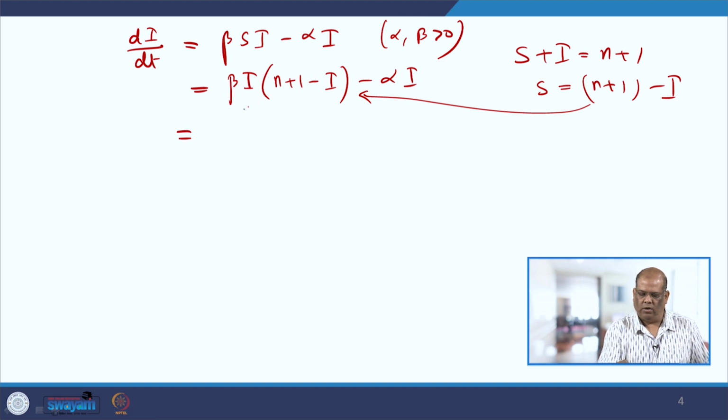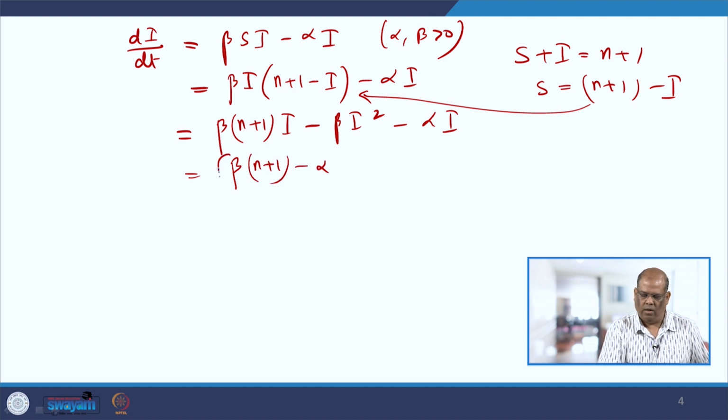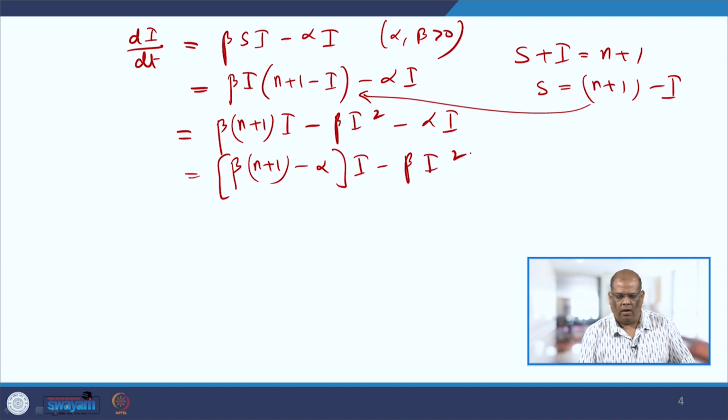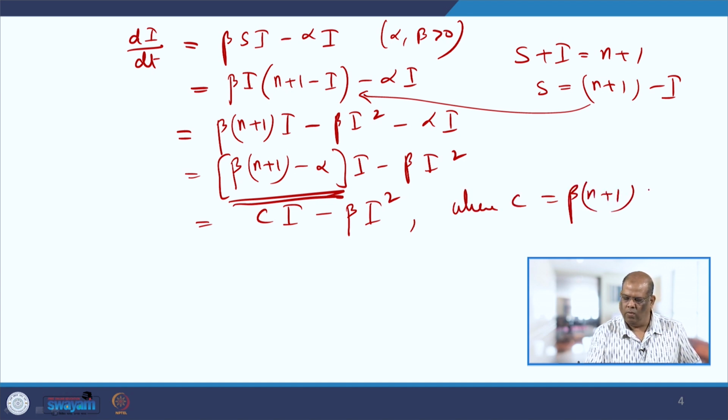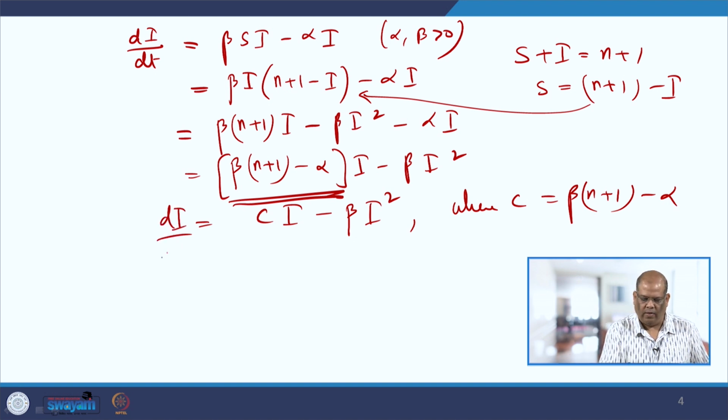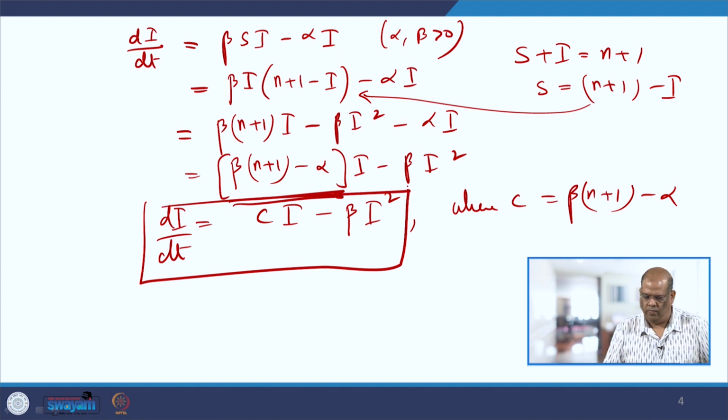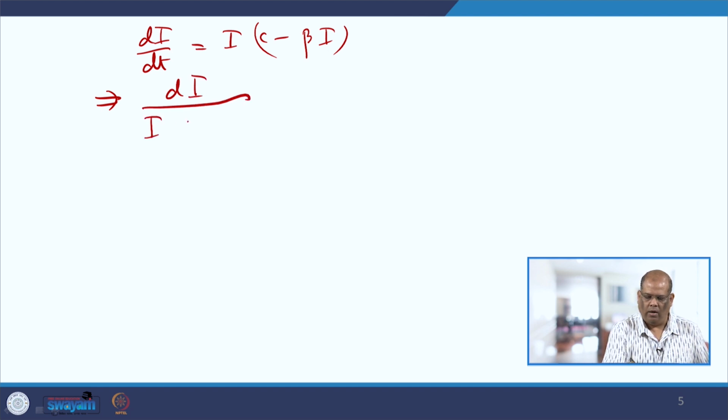A bit of simplification gives beta (n plus 1) I minus beta I squared minus alpha I. So, beta (n plus 1) minus alpha, times I, minus beta I squared. Now, instead of writing this big constant again and again, I will replace it by some C and later substitute it back, where C is beta (n plus 1) minus alpha. So, I now have this differential equation to solve. I will use separation of variables: dI/dt equals I times (C minus beta I), and this implies dI divided by I(C minus beta I) equals dt.